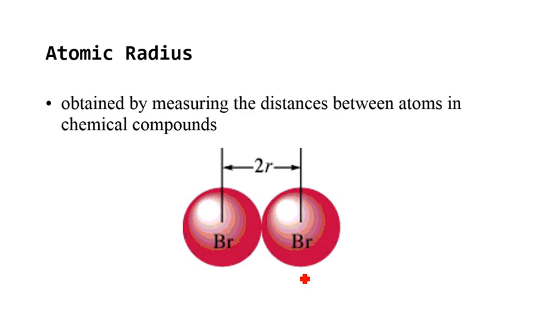Next, let's talk about radius. Radius is one of the most obvious trends we solidified pretty well in introductory chemistry. We find atomic radius by measuring the distance between atoms in chemical compounds. When we take a diatomic molecule, we measure the distance between nuclei, and that is 2 times your radius.